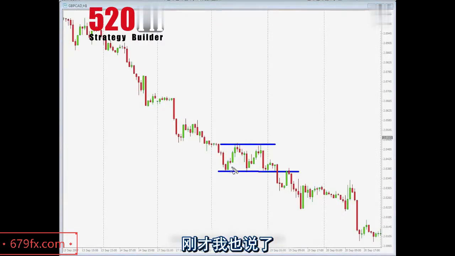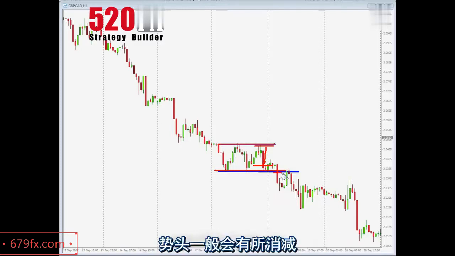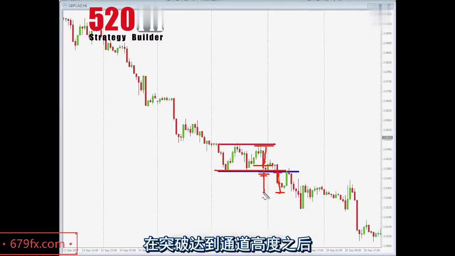Remember what I was saying before. Usually, when price has run the total width of the range, we see momentum die out. Some positions are being cashed in. All the people that entered upon the first breakout have run this range breakout for the total width of the range.